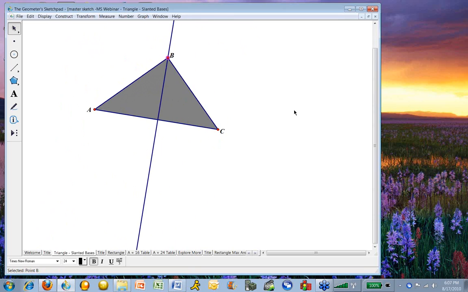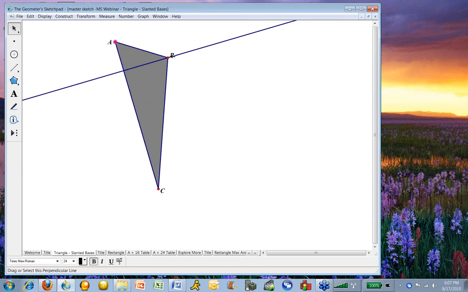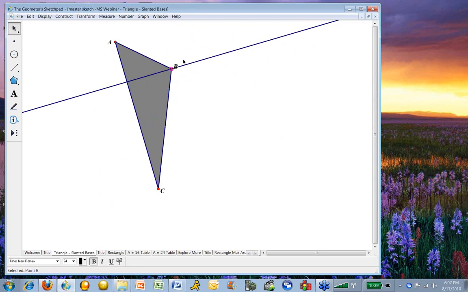So these are things you can work with when you have this triangle that you can move around, not your typical static triangle that we tend to draw. You can make any triangle and get the kids to really start making that connection between the altitude and the base, wherever that base may be.